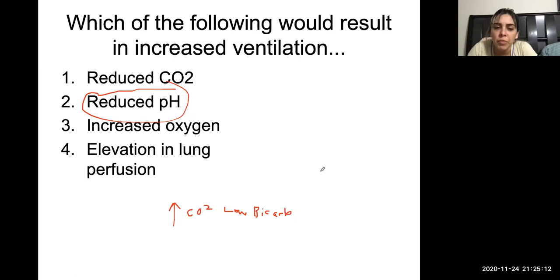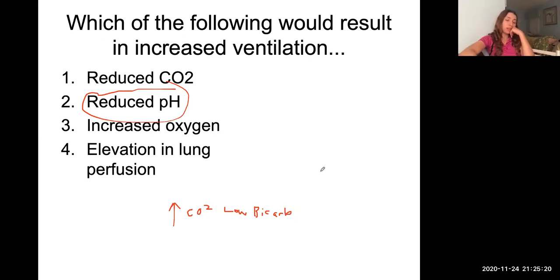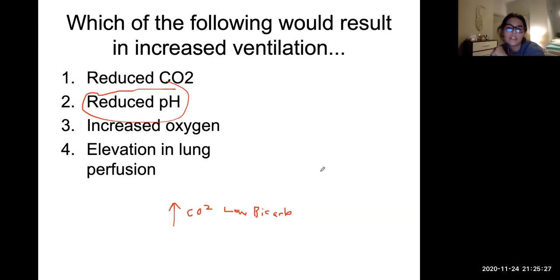So elevation of perfusion will mean dilating. Well, actually, yes, that is what it means. Dilating. Yeah, it means it's dilating the blood vessels. Yeah, now technically, increased ventilation.